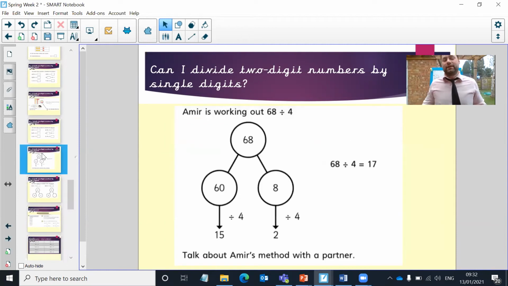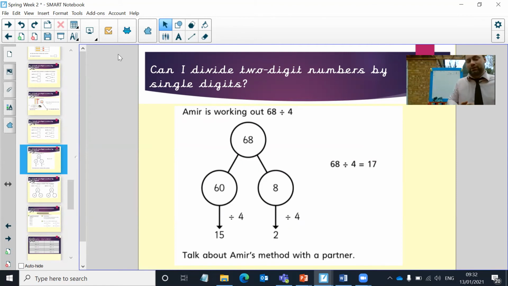Okay, we can actually use partitioning as well to help us divide numbers. And in this question, Amir is working out 68 divided by 4. What he's done is he's taken 60 and partitioned it into 10s and 1s, similar to what we're doing here with a place value chart. But this time, we're not having to use place value chart counters or draw it in to help us divide. In this case, we are going to be partitioning our 68 into its 10s and into its 1s.